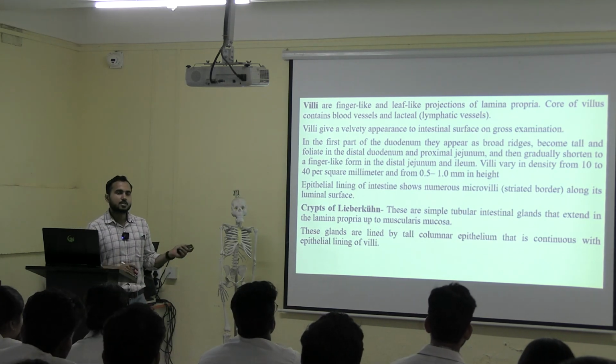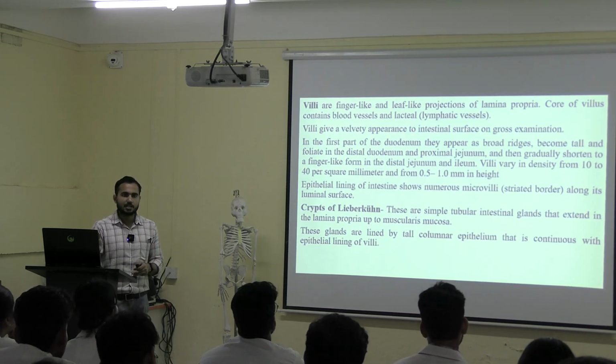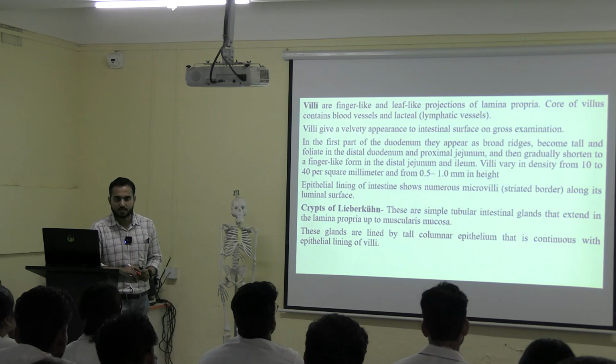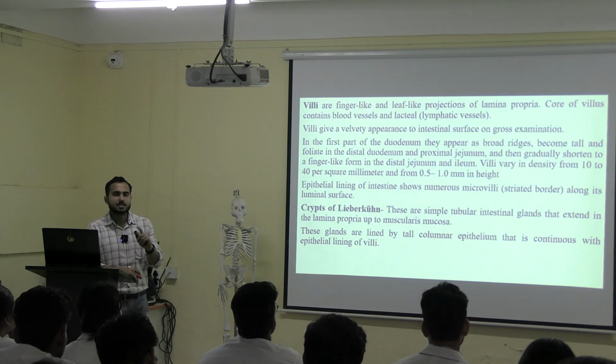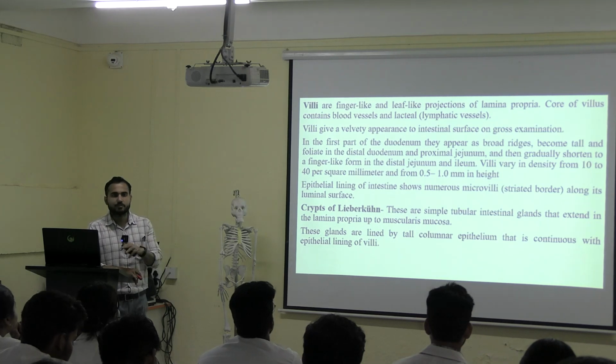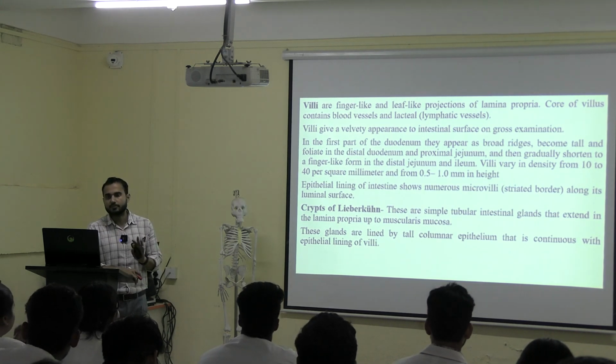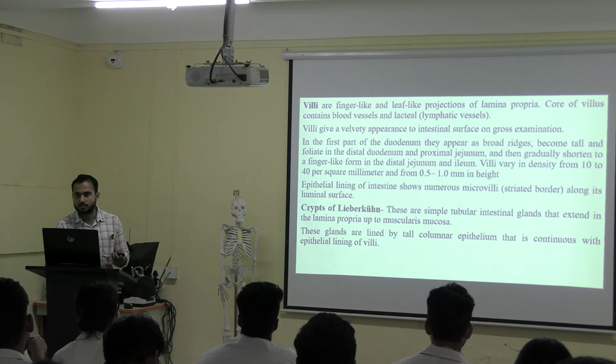Villi are present in the duodenum, the jejunum, and the ileum. All three parts have villi, but there is a difference. The size of the villi is not the same, the shape is not the same, and the number of villi per square centimeter is different. The remaining structure and function are the same, but number, shape, and size will be different.